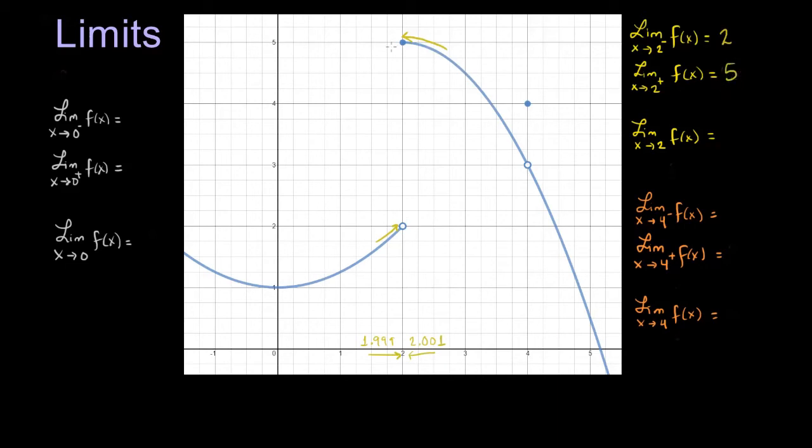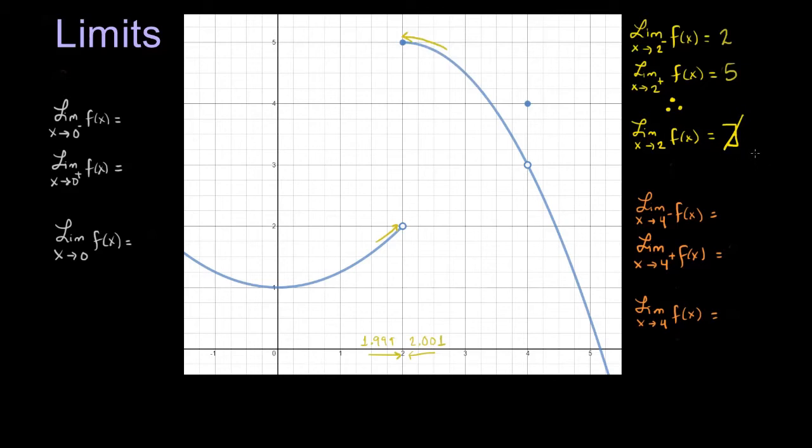Now that we have the limit from the left and from the right, we can conclude that as they have different values, the limit when x approaches 2 for f of x doesn't exist. They must have the same value in order for a limit to exist.